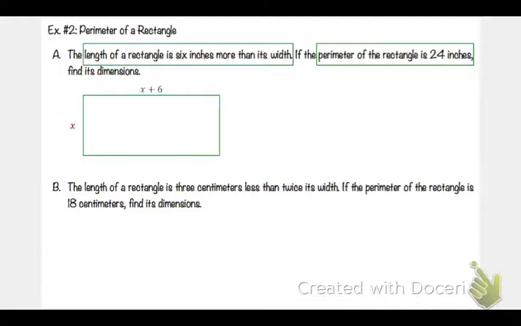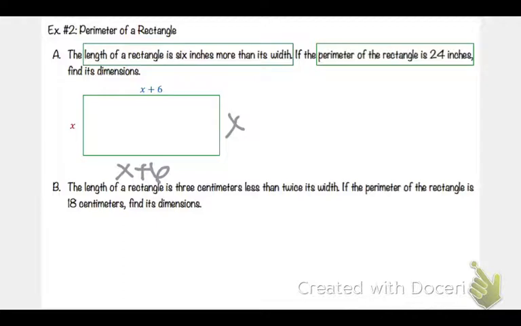And then my length is 6 inches more, so it's x plus 6. Now, remember, I'm going to write on here real quick. If this is x plus 6, that means this is also x plus 6. If that left side is x, the right side is also x.